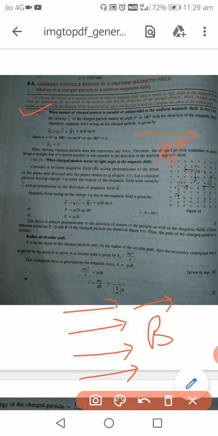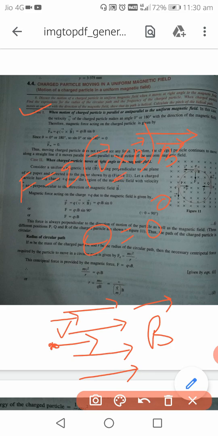Now a charged particle, suppose this one, is allowed to enter this region in the same direction as the magnetic field. So this is the direction of velocity of the particle, V. What is the angle between V and B? Since it is in the same direction, angle theta is how much? 0 degree. If theta is 0 degree, we have the formula for magnetic force, F equals Q into V cross B, right? That was the formula.